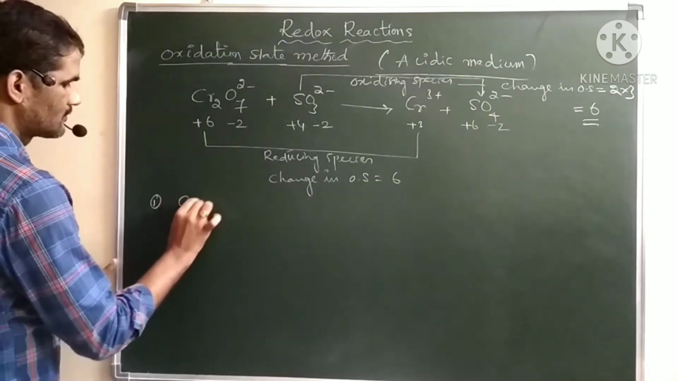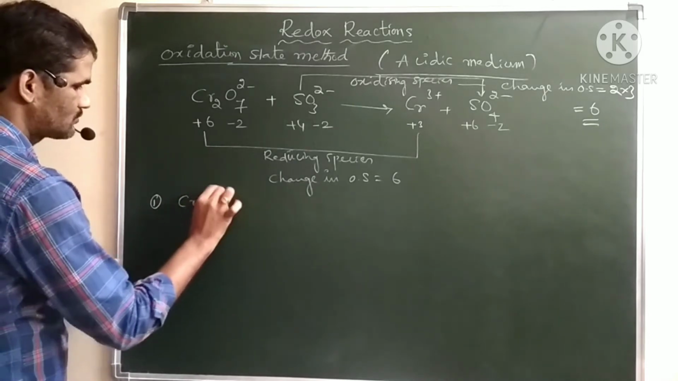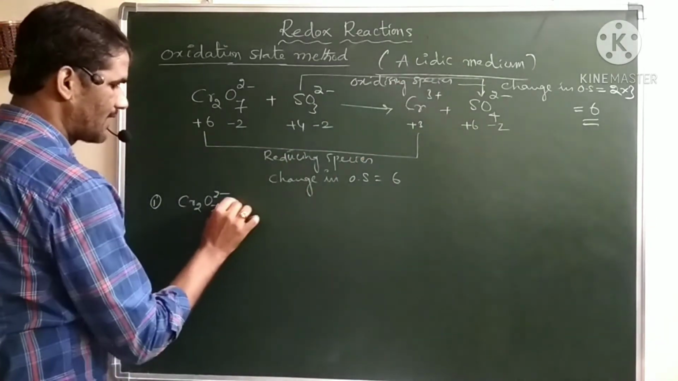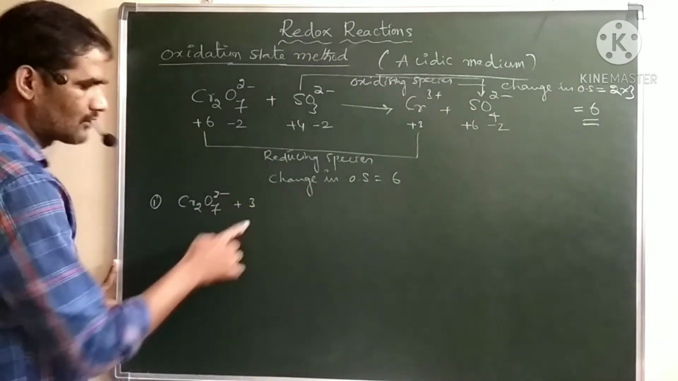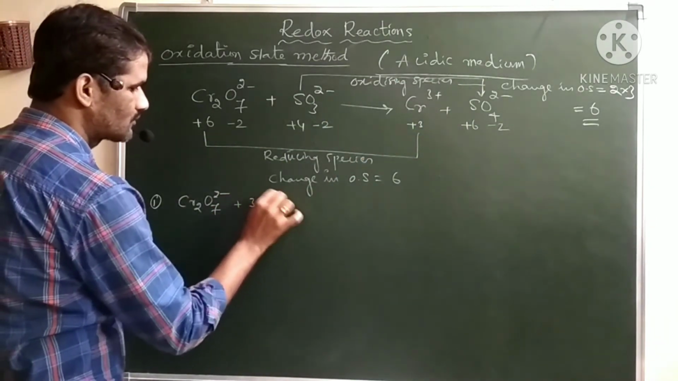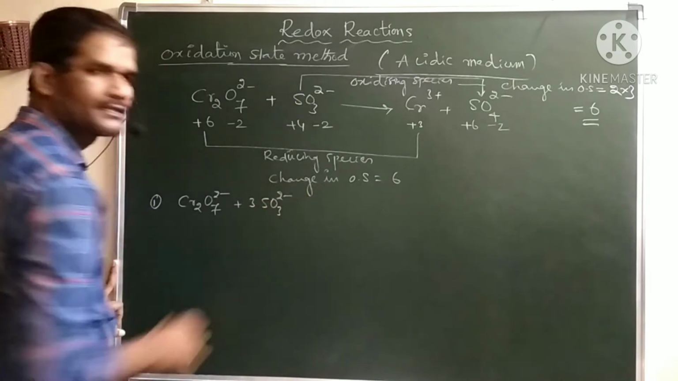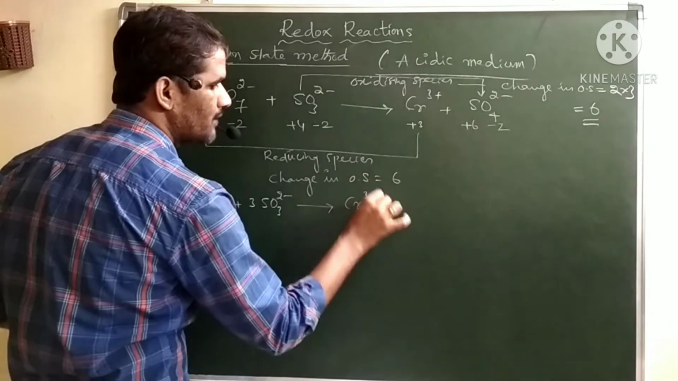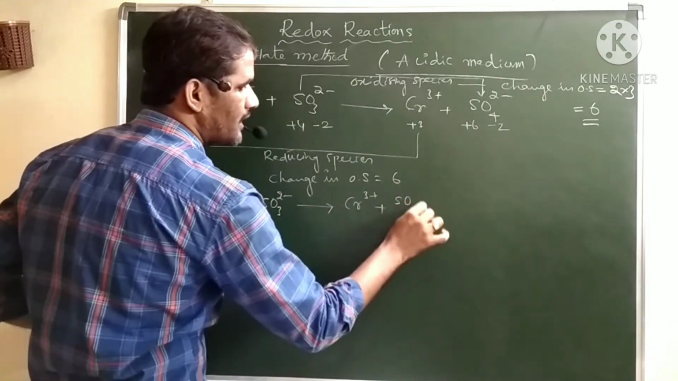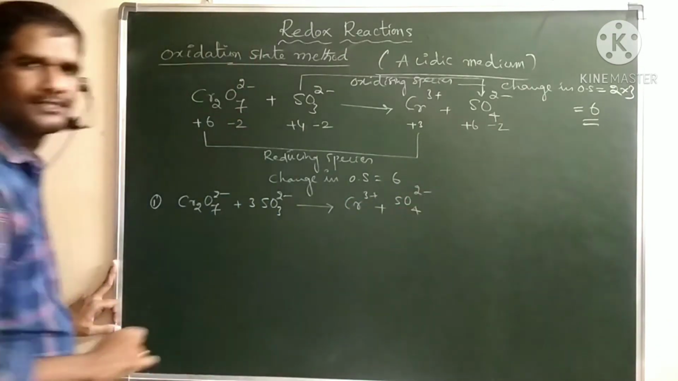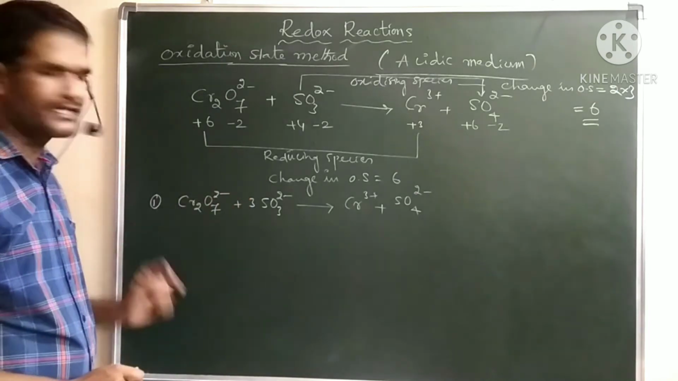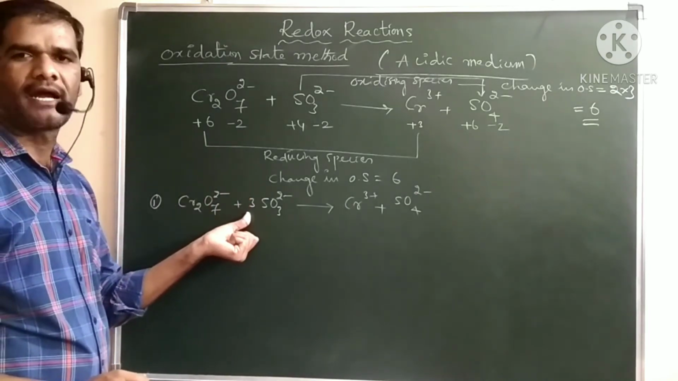First, Cr2O7 2 minus, so this is 6, so that we are multiplying with 3. So now multiplying with 3, SO3 2 minus. Now it is giving chromium 3 plus and SO4 2 minus as it is. First step over. We just identified the change in oxidation state and multiplied with the suitable factor.